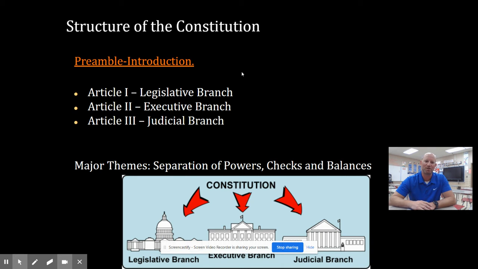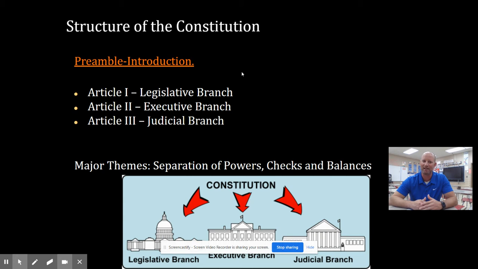But let's get back to the structure. So the preamble of the Constitution talks about what the document is going to do. And then Article 1 is the legislative branch. The framers of the Constitution, as you know, being very leery and skeptical of power, wanted to deal with the legislative branch first, because in a democracy, if you want something done, you have to make the laws. And that was where they took a lot of time dealing with that.